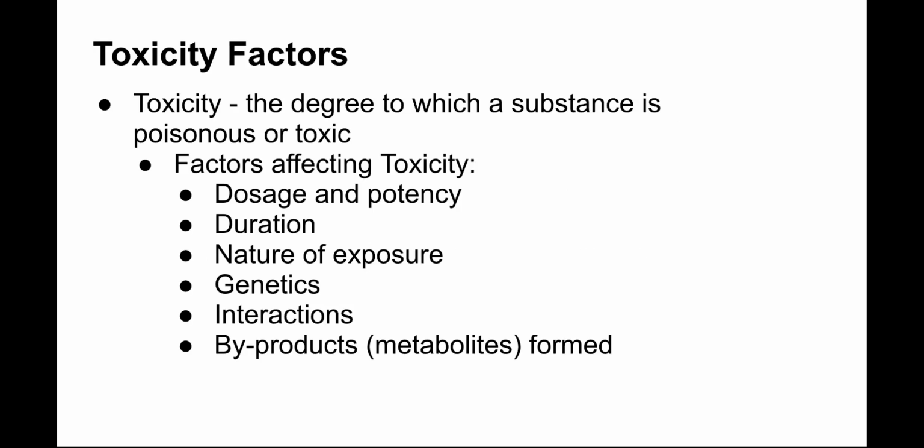Toxicity is the degree to which a substance is poisonous or toxic to humans. There are several factors that will affect toxicity, such as how much you take, the dosage or potency, how concentrated it is, duration, how long the toxin is introduced to the system, how it's exposed, your personal genetics, interactions with other drugs, and the byproducts formed, your metabolites.